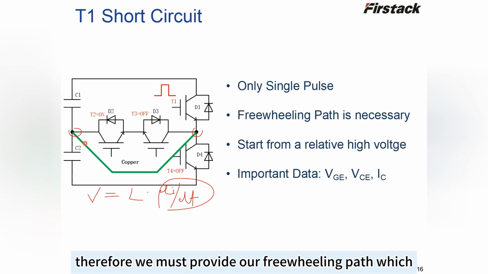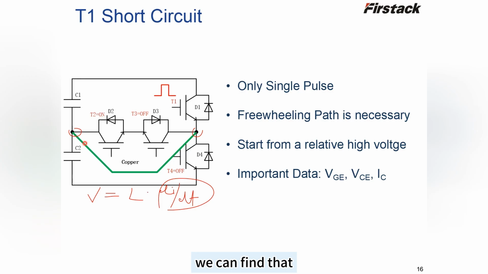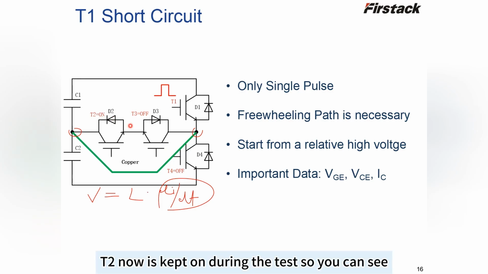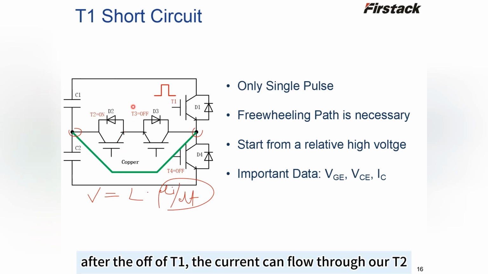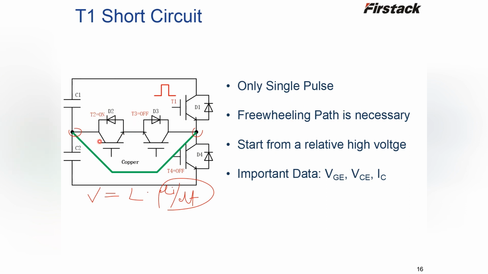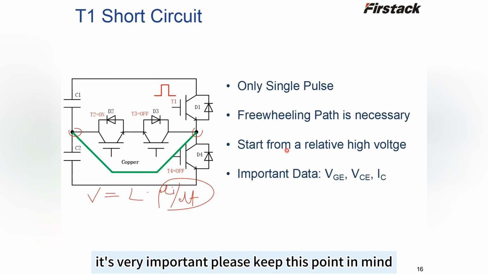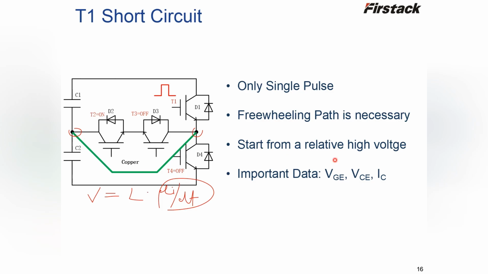Therefore, we must provide a freewheeling path, which we can see as T2 is kept on during the test. So you can see after T1 turns off, the current can flow through our T2. It's very important. Please keep this point in mind.